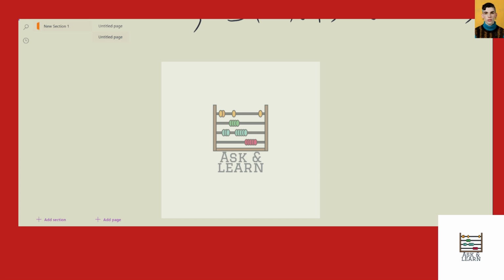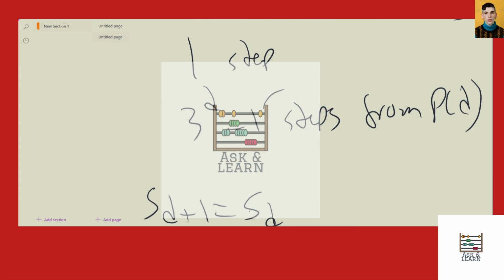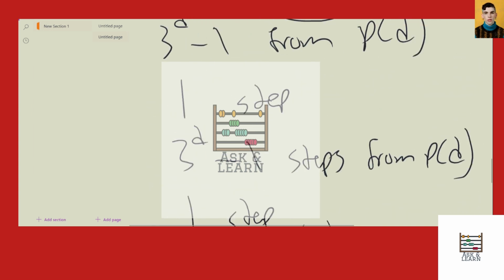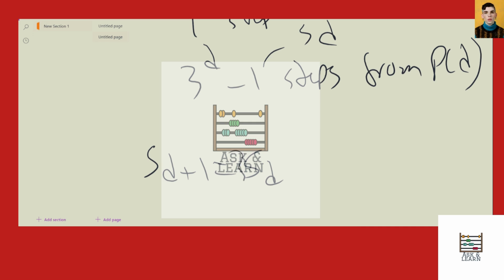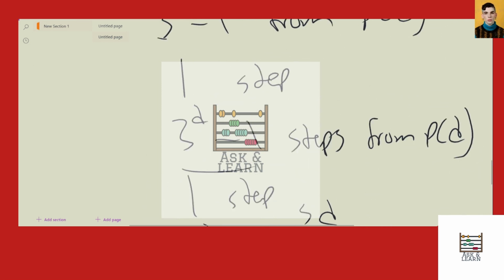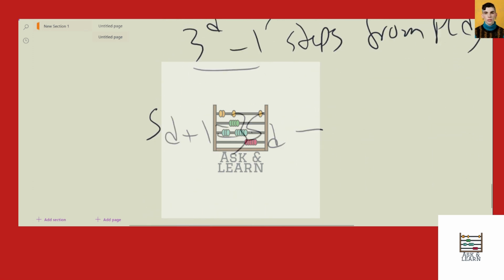So then solving S of D plus 1. Well, first we did S of D. This is S of D. That's why I'm writing S of D. And then we did 1. So we did 3 S of D plus 2. We did 3 of these steps here, and then we had 2 single steps here and here, plus 2.